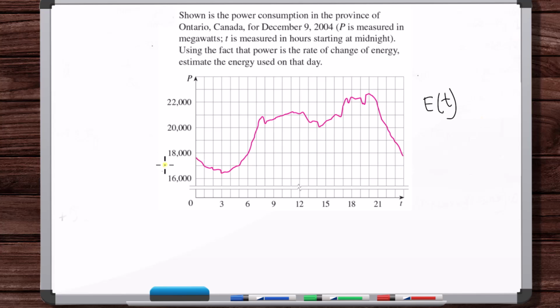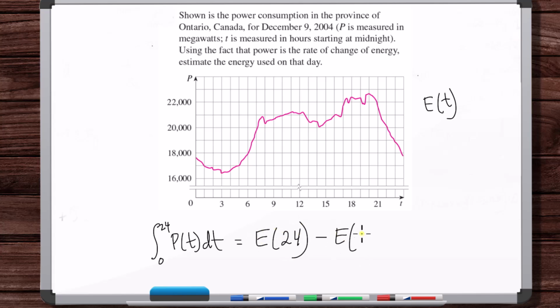So how do we do that? Well, if we can integrate the rate function, which is the power function, from 0 to 24, a definite integral, this is going to be equal to E of 24 minus E of 0. But we know this is 0, so this is going to be equal to E of 24. But what is this? This is the area under the power curve. Well, we have the power curve here. So if we can get an estimate for the area under this curve, that's going to be equal to E of 24.